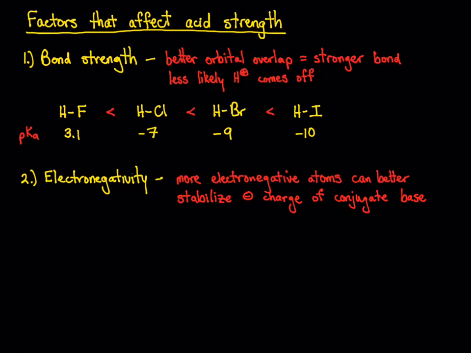The second factor is electronegativity. More electronegative atoms can better stabilize the negative charge of a conjugate base. For example, if we look at the following 4 molecules and we were to deprotonate each of them, we would notice that the negative charge of the conjugate base would reside on a carbon, nitrogen, oxygen, and fluorine atom respectively. Fluorine is the most electronegative of all of those atoms, so it can better stabilize this negative charge. As a result, hydrogen fluoride is the most acidic of these acids.